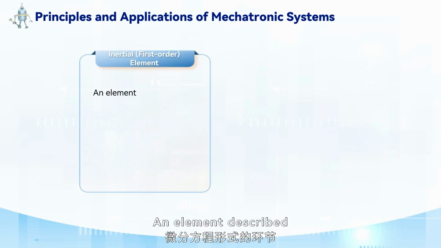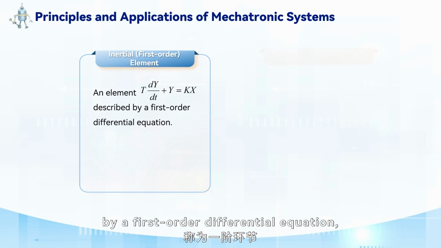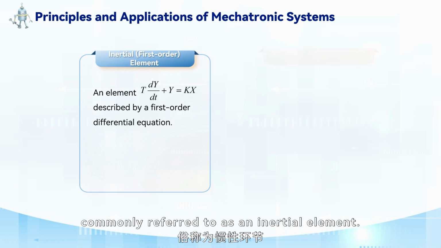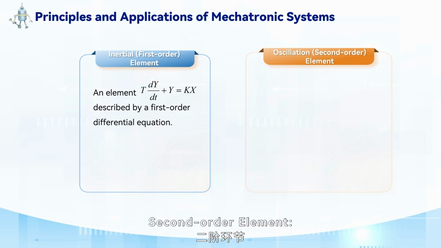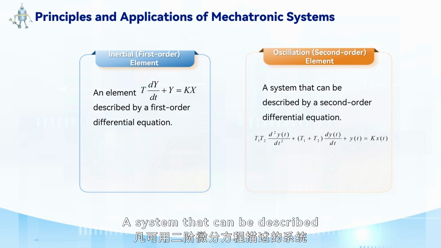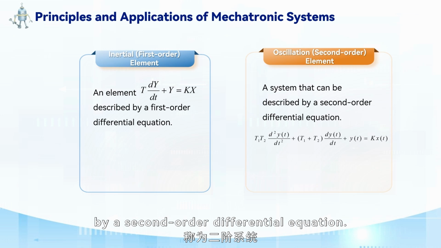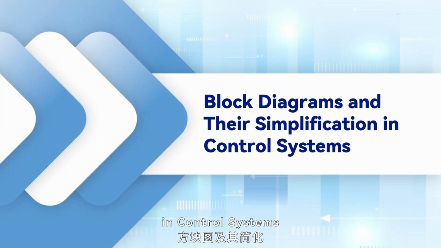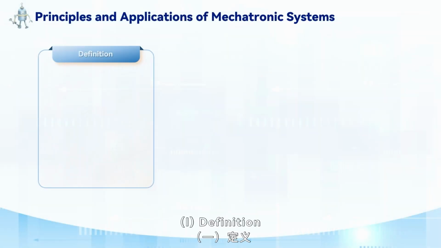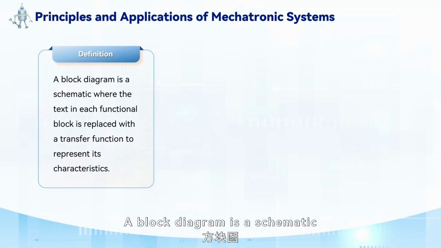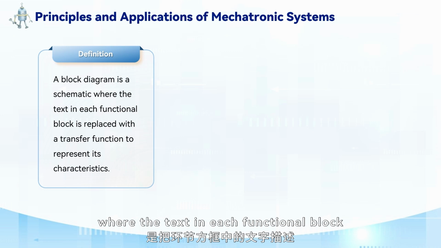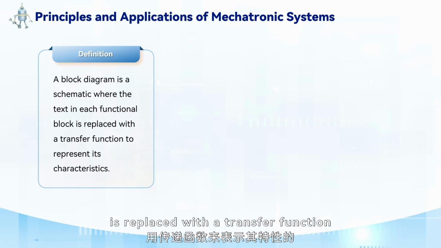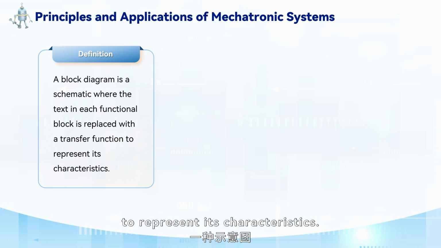First-order element, an element described by a first-order differential equation, commonly referred to as an inertial element. Second-order element, a system that can be described by a second-order differential equation. 6. Block diagrams and their simplification in control systems. 1. Definition. A block diagram is a schematic where the text in each functional block is replaced with a transfer function to represent its characteristics.